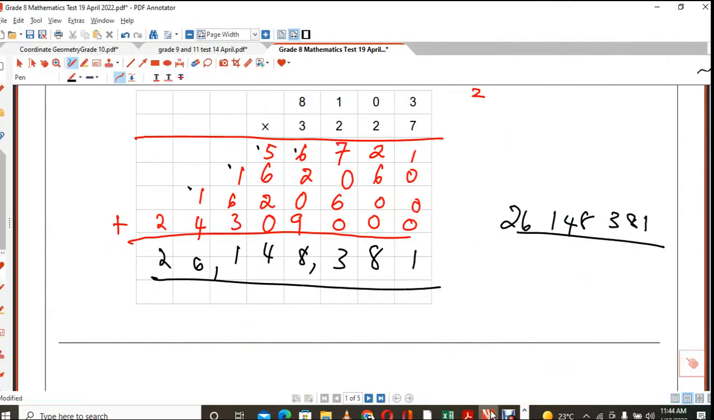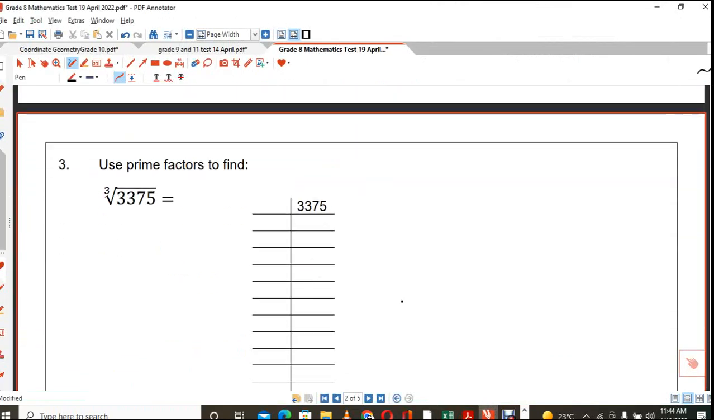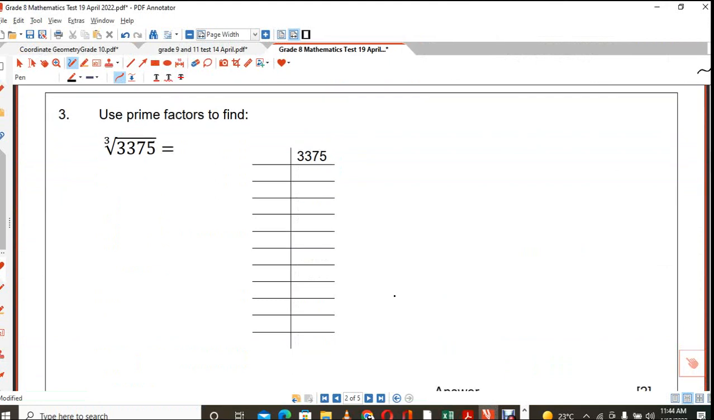Let's go back to our test. This one we did in class. You have to write fast, people. You have to sit there and do corrections. You must do your corrections. We did this one even in class.